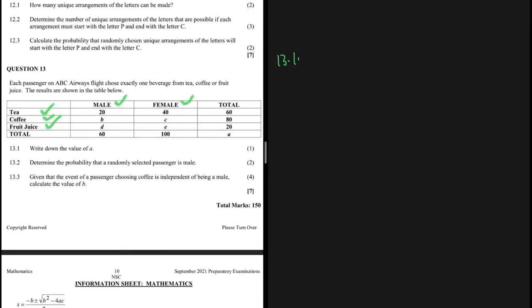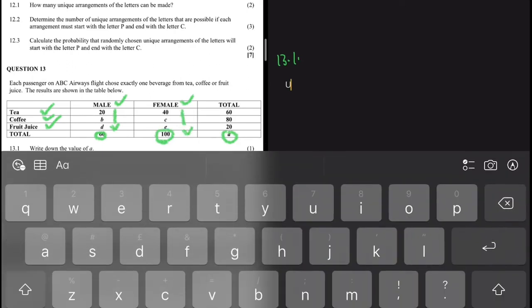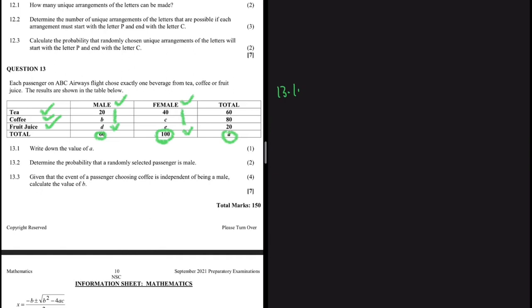13.1 says write down the value of A. We can see here that 60 is the total number of males, and then 100 is the total number of females, and then A is the total number of males and females. So we say 60 plus 100, which equals 160. Or you can add these columns going down. You're going to have 60 plus 80 plus 120, which also equals 160.